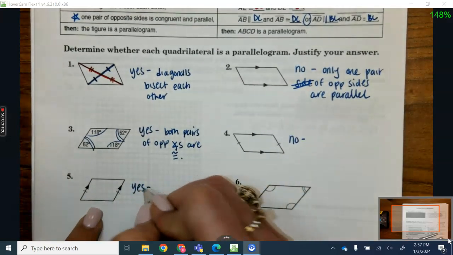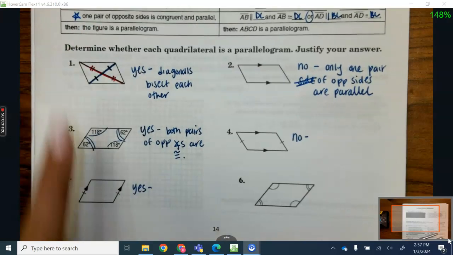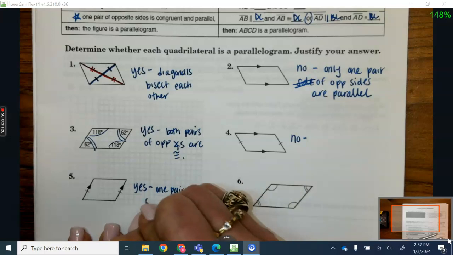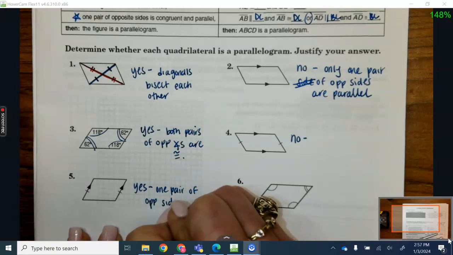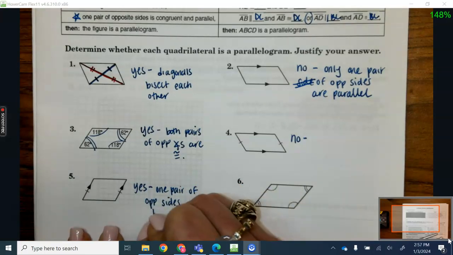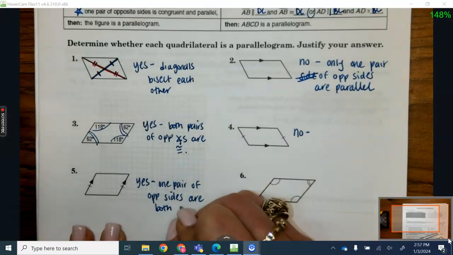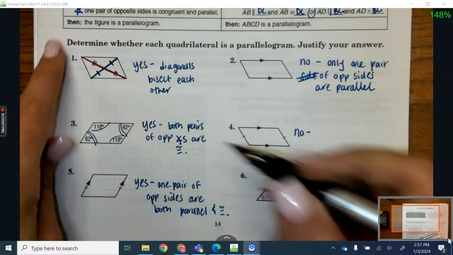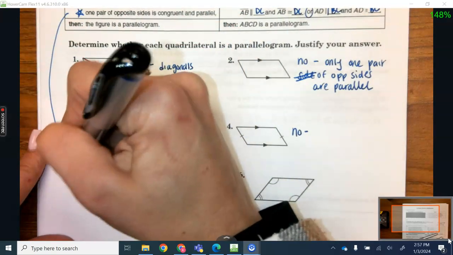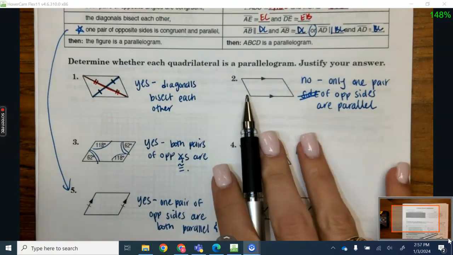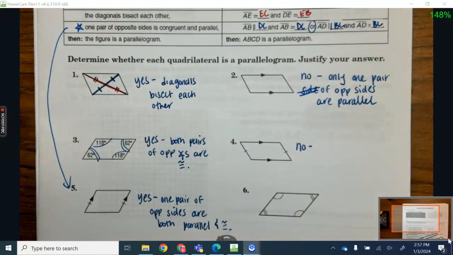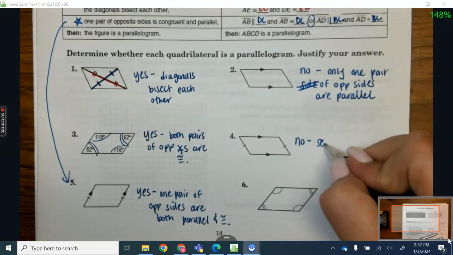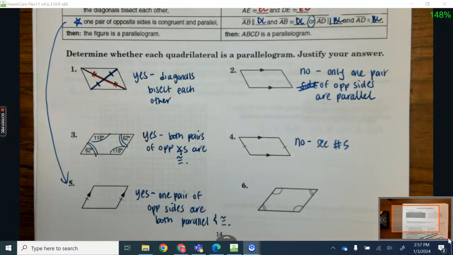This would satisfy this condition right here. Only one pair of opposite sides are both parallel and congruent. Okay, this is what that means. Not number 2, not number 4. So I'm gonna just put C, number 5.